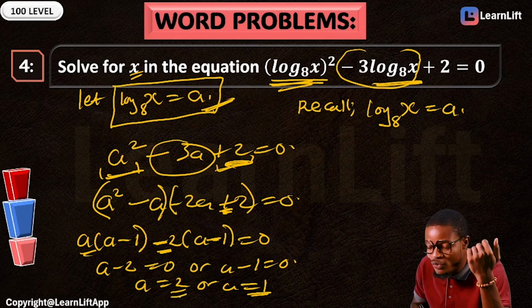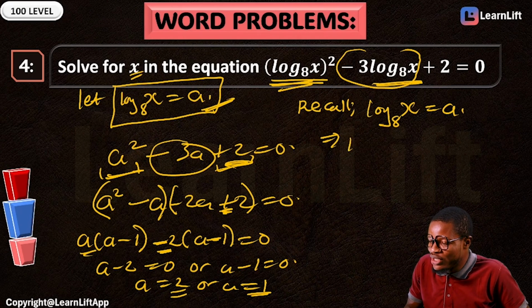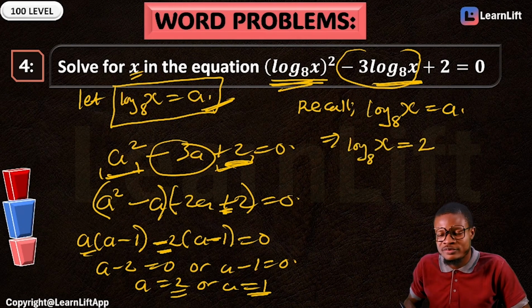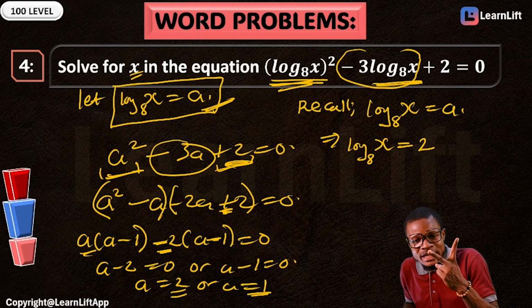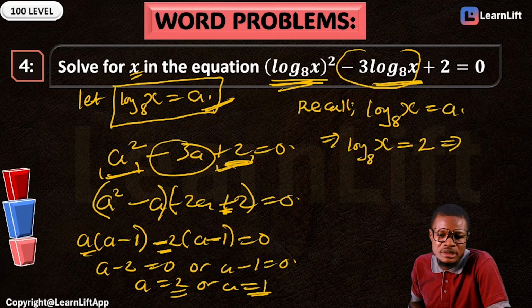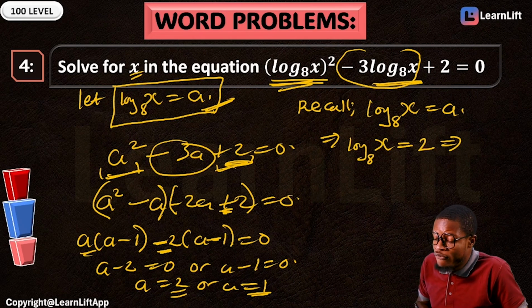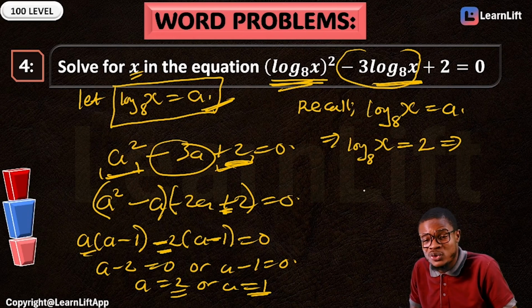Let's do 2 first before we come and do 1. Substituting here, what is it going to give us? This is going to give you log base 8 of x is equal to 2. There are 2 ways I can obtain the answer from this directly. Let me show you the 2 ways very fast so that you know how to apply either of them. Don't forget that we are solving for when A is equal to 2.